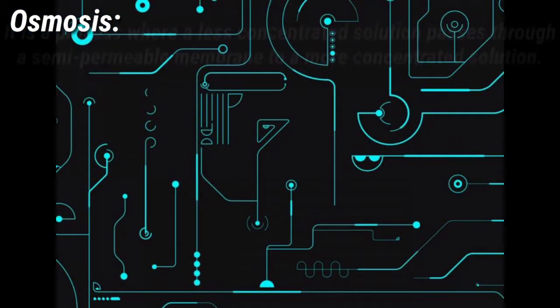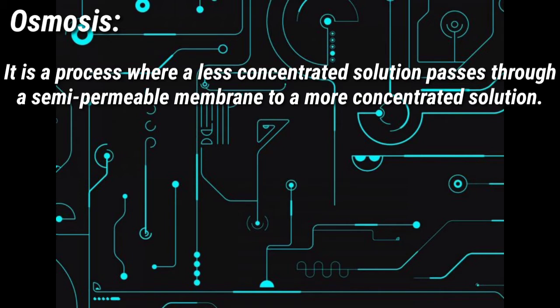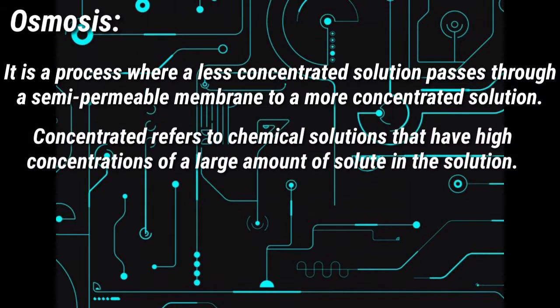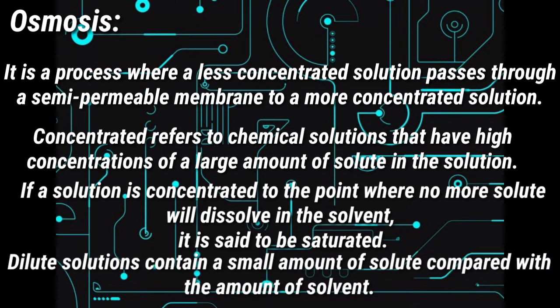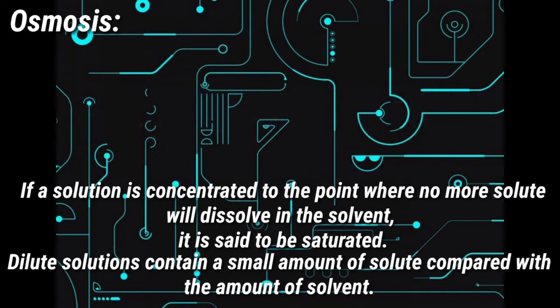So what is osmosis? It is the process where the less concentrated solution passes through a semi-permeable membrane to a more concentrated solution. So what is concentrated? Concentrated refers to the chemical solution that has a high concentration of solute in the solution. If the solution is concentrated to the point where no more solute will be dissolved in the solvent, it is said to be saturated. A dilute solution contains a small amount of solute compared with the amount of solvent.